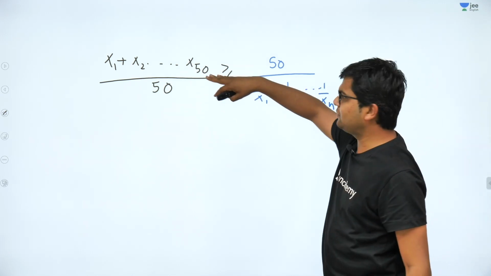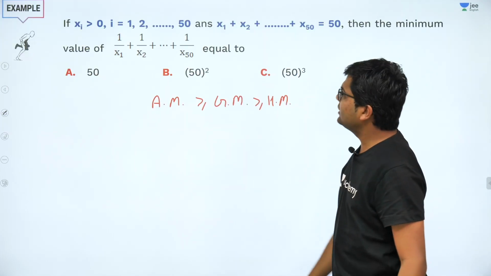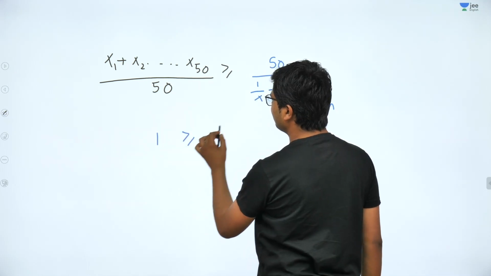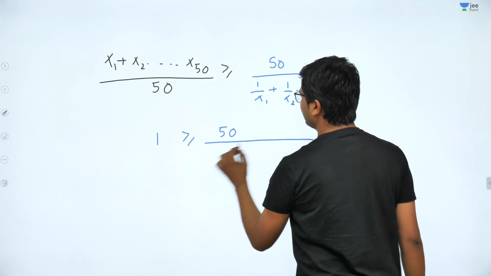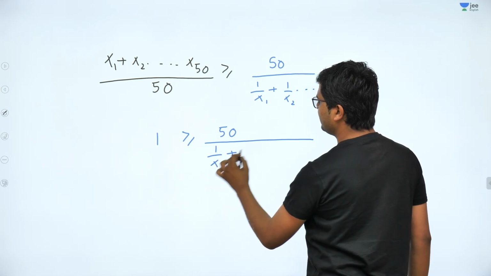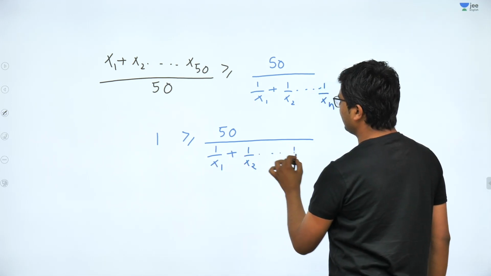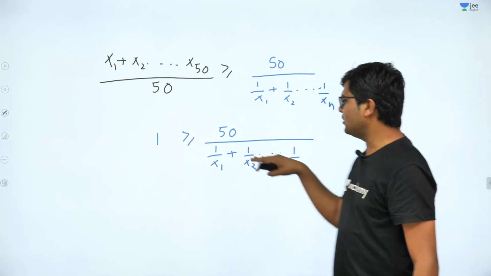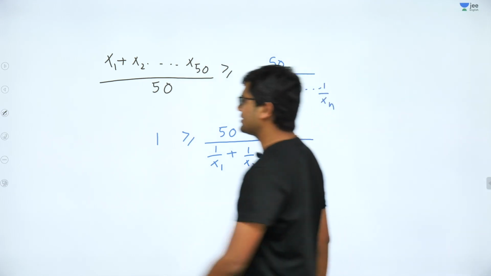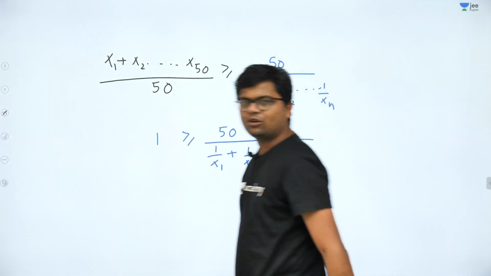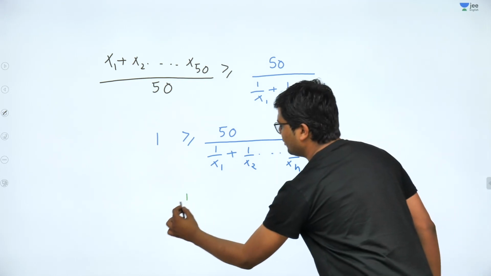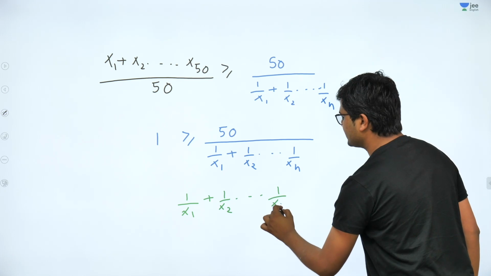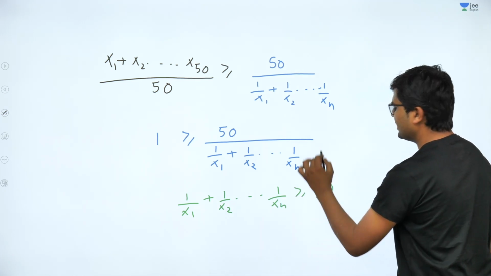Now x1 plus till x50, this summation is 50. It is given to me as 50, no? So 50 cancels. It is 1 is greater than or equal to 50 upon 1 upon x1 plus 1 upon x2 till 1 upon xn. Got my point? Now cross multiply it and it will become 1 upon x1 plus 1 upon x2 till 1 upon xn, that will be greater than or equal to how much? 50. Therefore, 1 upon x1 plus 1 upon x2 till 1 upon xn is greater than or equal to 50. This will be the answer.